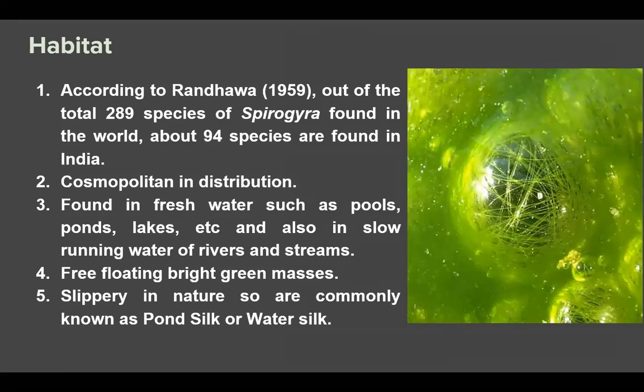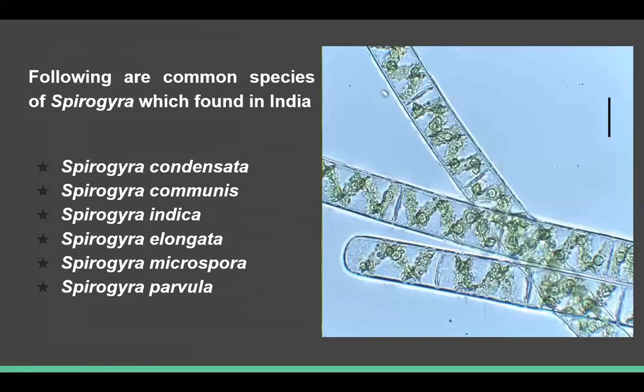It is found in freshwater such as pools, ponds, lakes, etc., and also in slow running water of rivers and streams. It grows as free floating, extensive green masses, hence commonly called pond scum. It is slippery in nature, so it is commonly known as pond silk or water silk. These are the common species of Spirogyra found in India: Spirogyra condensata, Spirogyra communis, Spirogyra indica, Spirogyra annulata, Spirogyra microspora, and Spirogyra parvula.